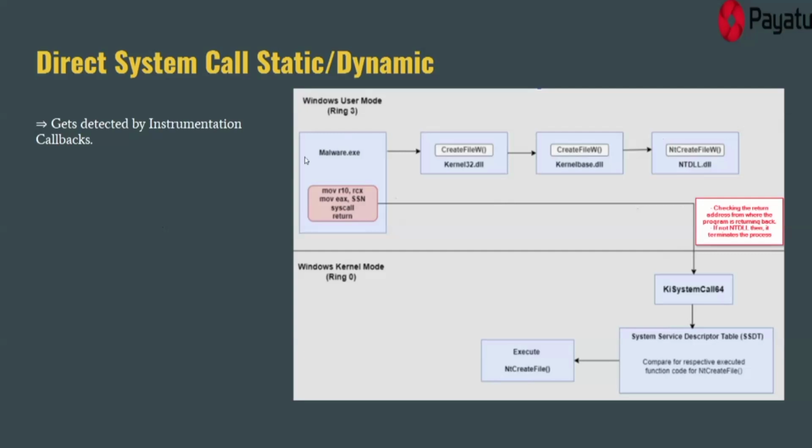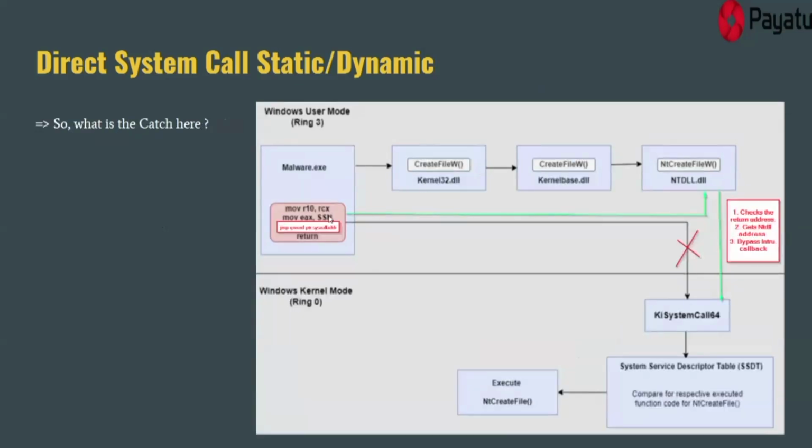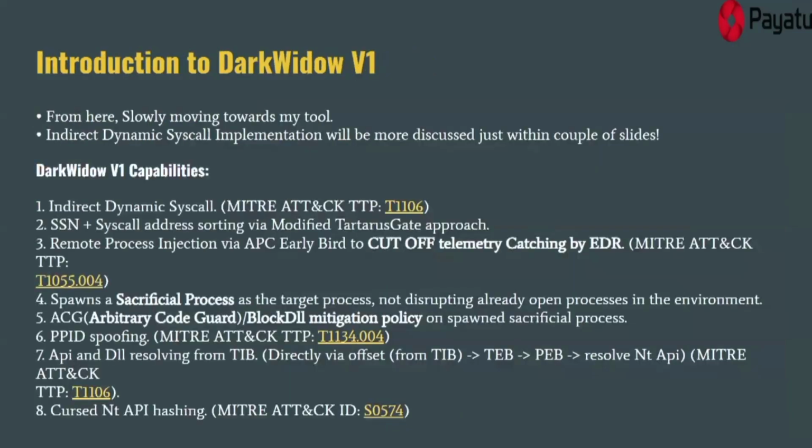The return address is coming from malware.exe. To get around that, what we would be doing is extracting the SSN, then jumping into NTDLL, and then trying to enter the kernel. Now if the EDR checks the return address, it would see that we are actually returning from NTDLL, not from any other module. So now we would be able to evade instrumentation callback. This particular concept is called indirect system call.